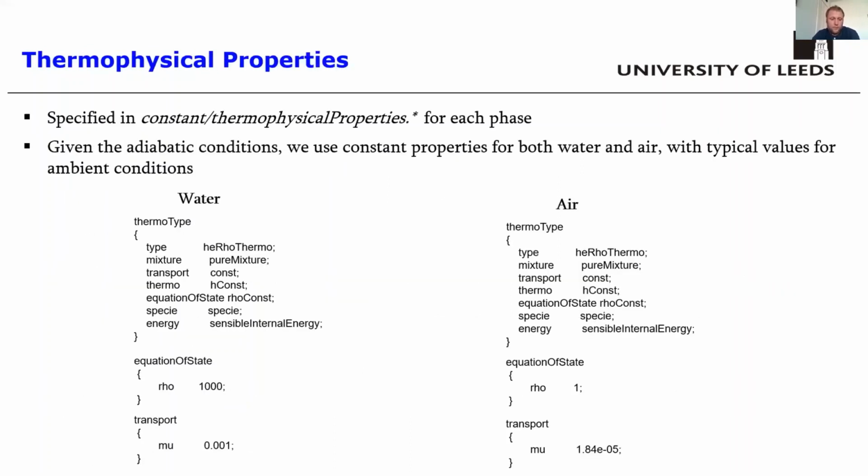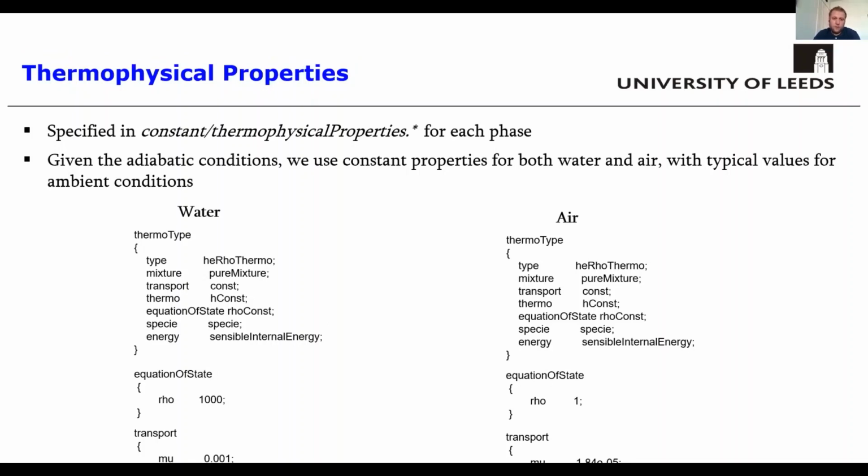Now we have covered more or less everything that is important in the zero folder, so initial and boundary conditions, and we have covered the turbulence models. Another thing we need to cover in setting up the case is, of course, the properties of the two phases, which are specified separately for air and water, with a thermophysical properties file for each.